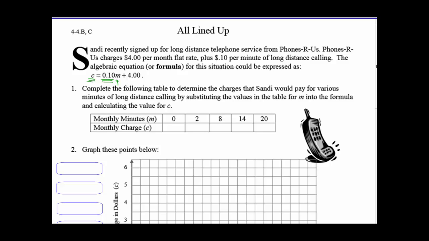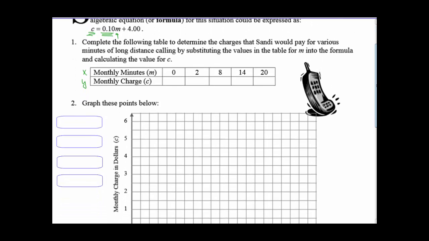So if we look at our table, we need to complete the following for the value of the cost. If we have our X value, our monthly minutes, which we're going to call M, and we look at 0 minutes, 2 minutes, 8 minutes, 14 minutes, and 20 minutes, we need to get the Y, or that dependent variable, and figure out the monthly charge. Take over here number 2, and then we graph the points that we get.